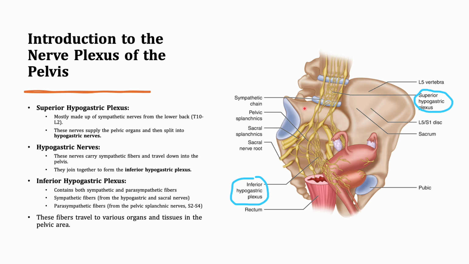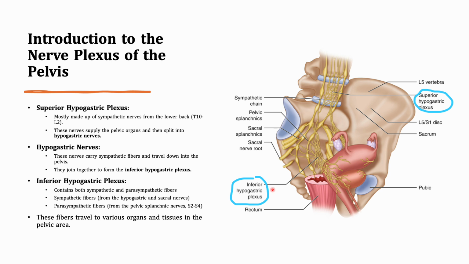The hypogastric nerves are what carry the sympathetic fibers and travel down the pelvis. They join together and form the inferior hypogastric plexus. So the superior hypogastric plexus is going to split into two, into the hypogastric nerves, and then it's going to come together again and form the inferior hypogastric plexus. The inferior hypogastric plexus holds both the sympathetic and the parasympathetic fibers.